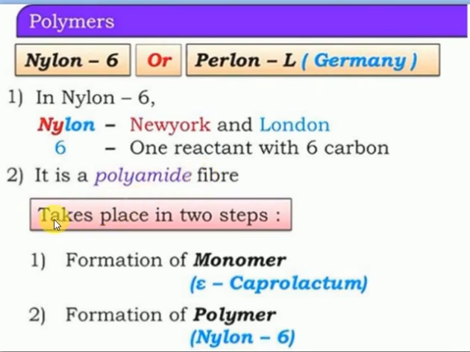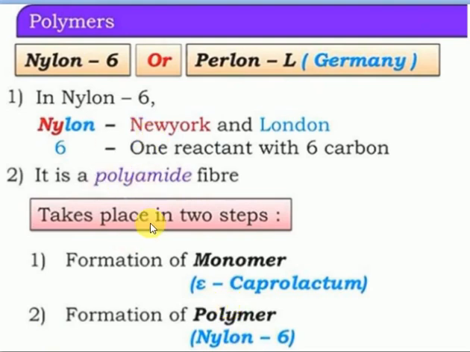Next, the preparation of nylon 6 generally takes place in two steps. First is the formation of the monomer. The monomer is very important, called caprolactam. The polymer is called nylon 6 only.